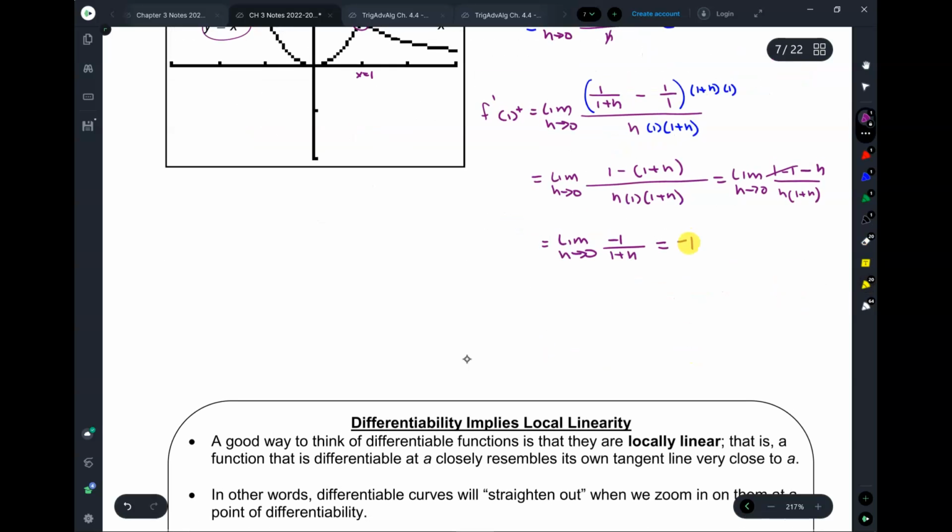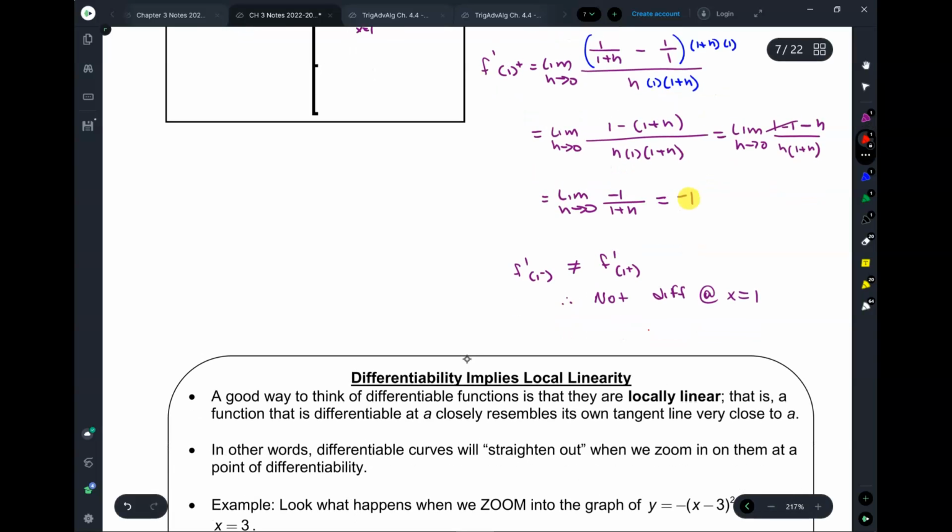So we say f prime at 1 from the negative side is not the same as f prime at 1 from the positive side. Therefore, it's not differentiable at x equals 1. And you will be asked, what type of non-differentiability? And you say it's a corner. A cusp will only happen when you have x to the power of odd or even. When you have two different functions connected to each other, that creates a corner.